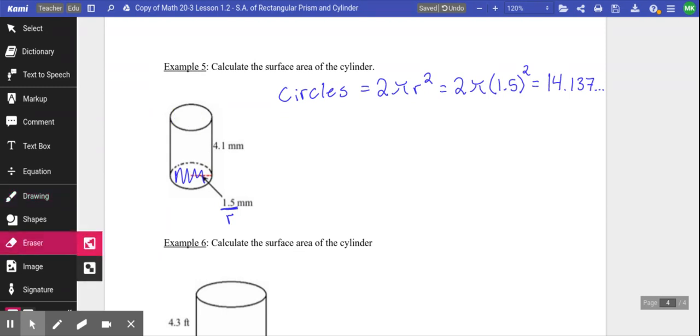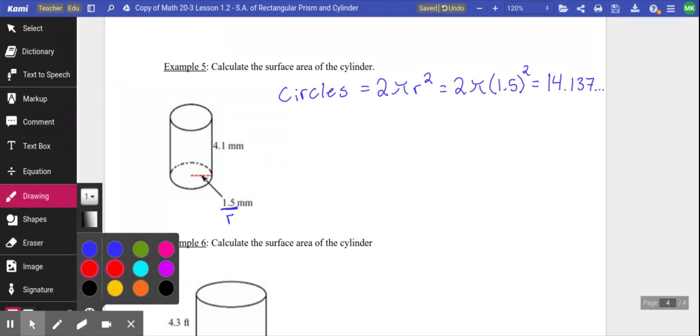Now we want to do that label. This part. It is a rectangle when you unfold it. Your formula is circumference, I'm just going to put circ times height. If you look at this question, they don't tell you what the circumference is. But they do give you the radius. So somehow we're going to have to connect radius to circumference.